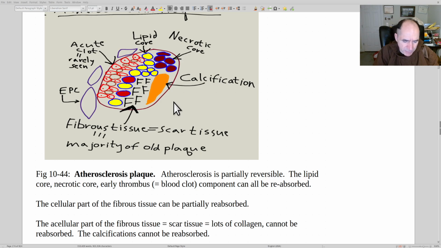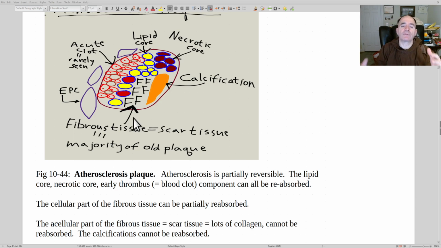I've never seen it reverse, but I do know some people on the internet are talking about how it can potentially reverse over the course of years if a person really optimizes their diet. So, maybe, but I've never seen it, and I've seen many, many thousands of CT arteriograms. Okay, the fibrous tissue usually doesn't reverse, but if it's still high cellularity, it might.